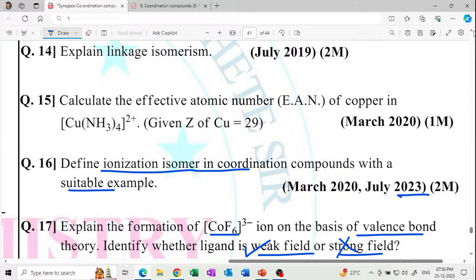Calculate the effective atomic number of copper in Cu(NH3)4 2+. Get it? Copper is 29. What is the oxidation state of the copper? Copper is +2. So this remains as 27. So this is 29 minus 2, and plus 8. So how much? This is 27. 27 plus 8 is 35. So this is 35 effective atomic number.